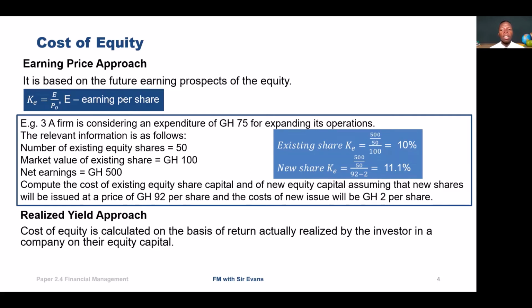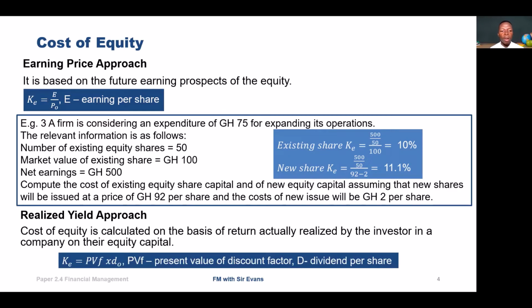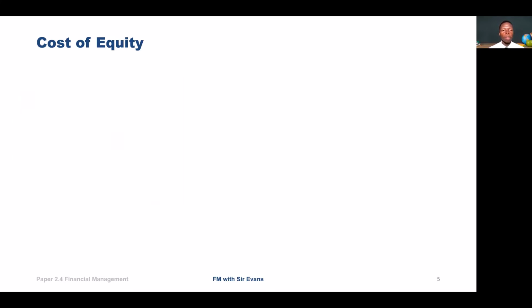Now, the realized yield approach is calculated on the basis of return that is realized by the investors of the company on their equity capital. So this is a function of our present value, the discount factor, multiplied by the D0, being the dividend per share. Okay, so we go on to look at the capital asset pricing method.